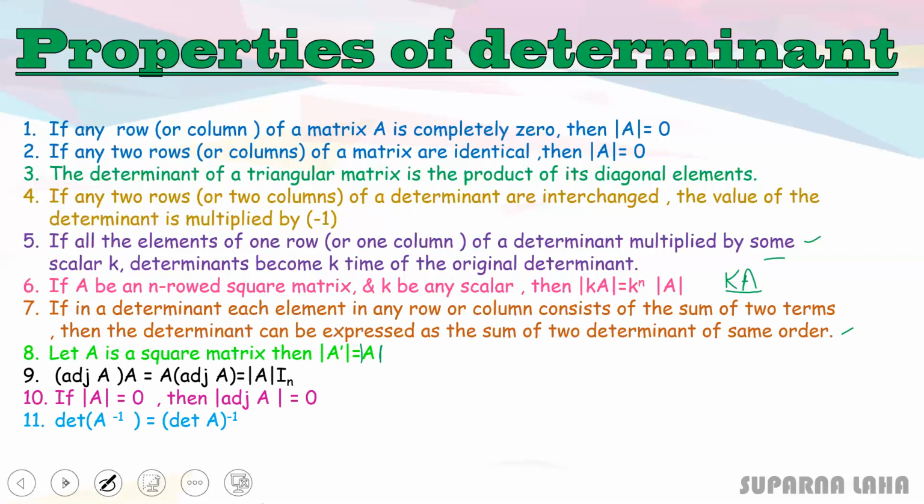Now about these last three properties, we will talk about them whenever we are discussing the inverse of a matrix and the adjoint of a matrix. And this is the number 8 property. We will talk about property 8 whenever we are discussing the transpose of a matrix and its determinant value. So today we will talk about the first 7 properties through examples or exercise problems.